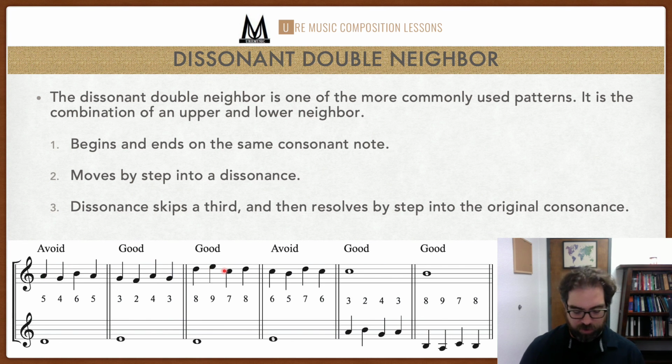Let's play measure 1. The problem with this is that we have a dissonance, which is great, but then we skip into a consonance. So in some ways this is acting a little bit like a cambiata in this instance, but it's not a true cambiata because we're not getting a true resolution. So you're going to hear this and it's going to sound just a little bit awkward.